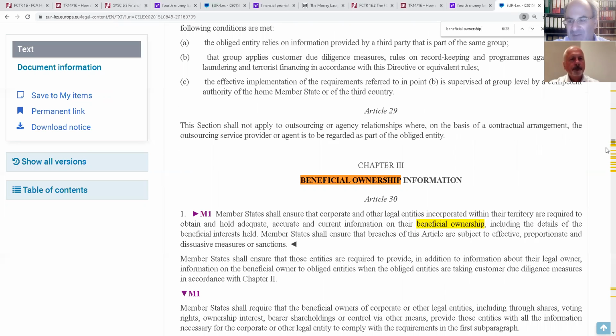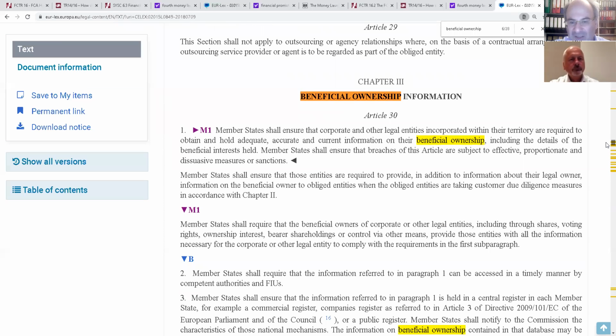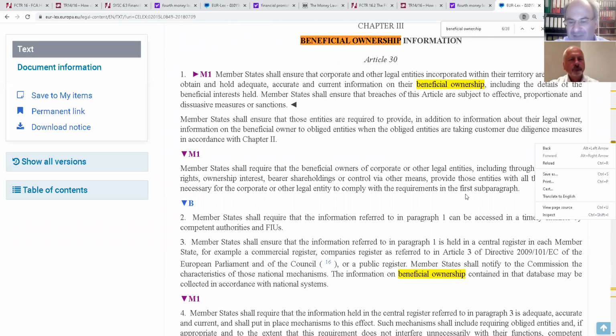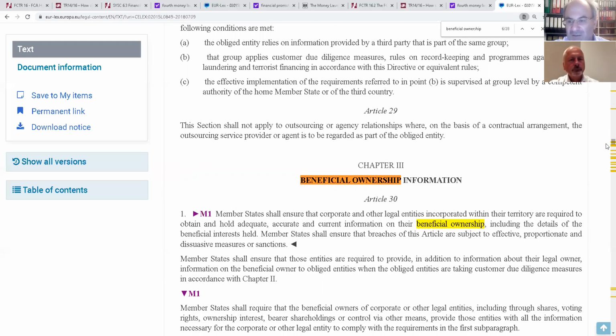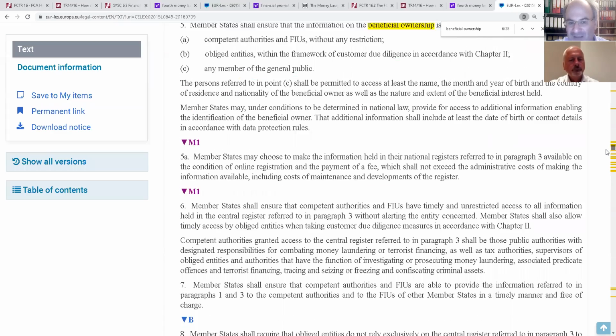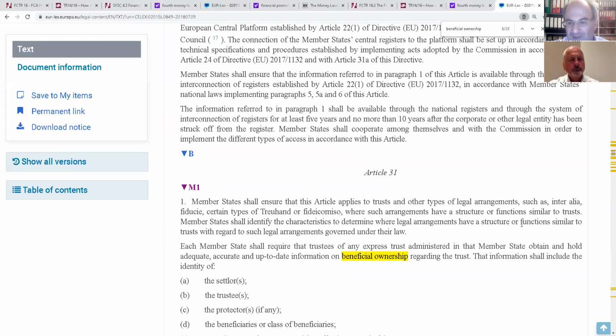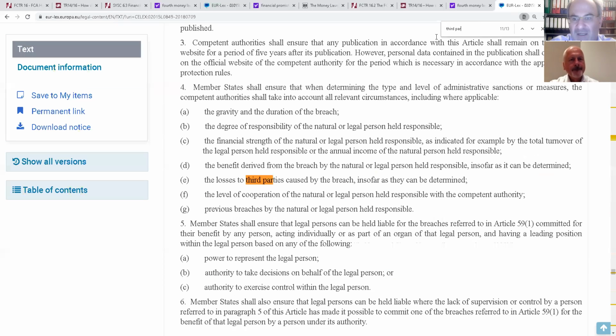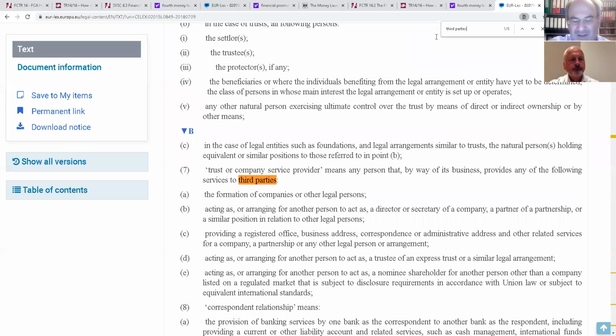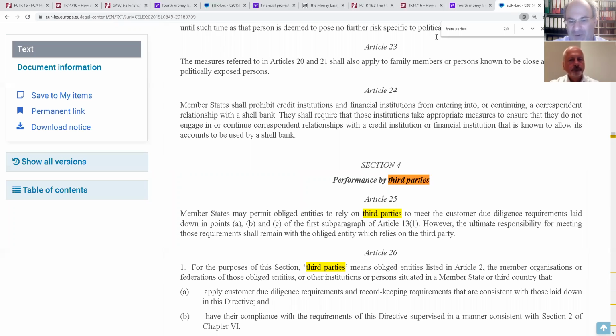We'll see the yellow markings on the right-hand side, rather intense, and that reflects two paragraphs, two articles. Article 30, which deals with companies, and Article 31, which will take us through to talk about trusts and similar equivalent provisions that you find in other legal systems. So there's beneficial ownership. You said third parties, I think. Let's have a look for them. And again, you get the same mix. It's just fewer references, actually, so I can get there a bit more quickly. There is section 4, which talks about performance by third parties.